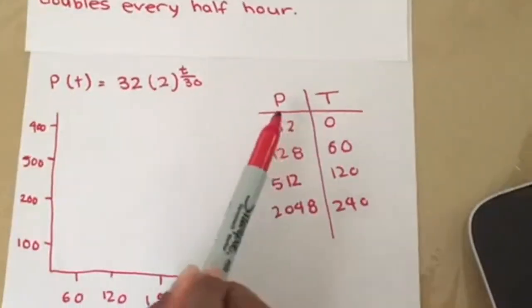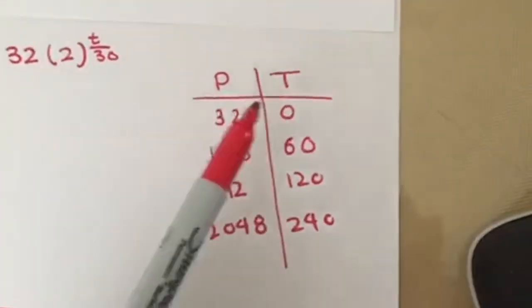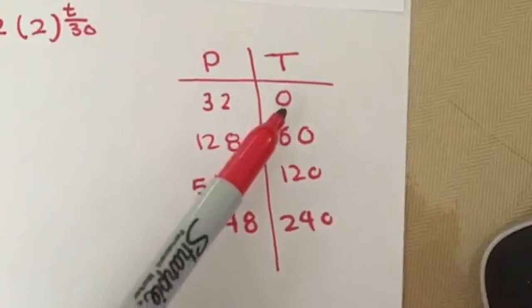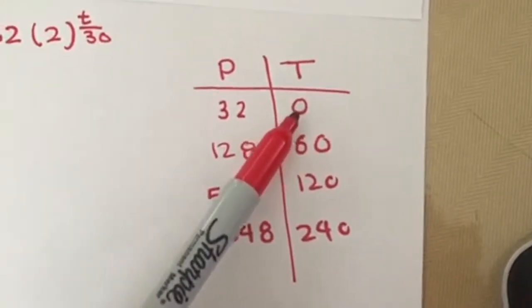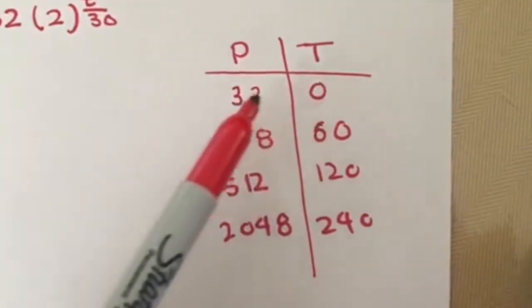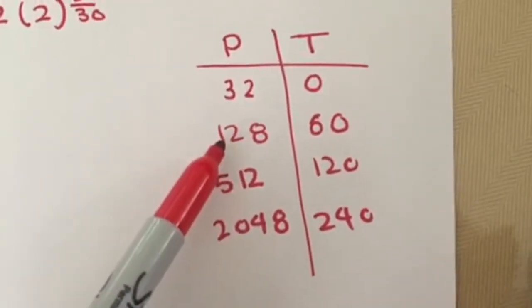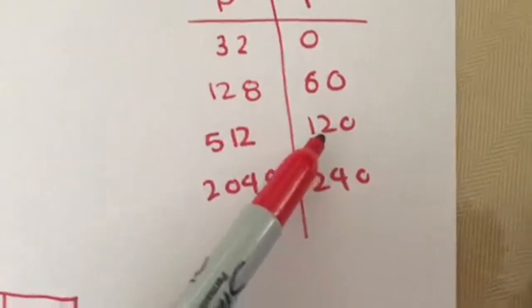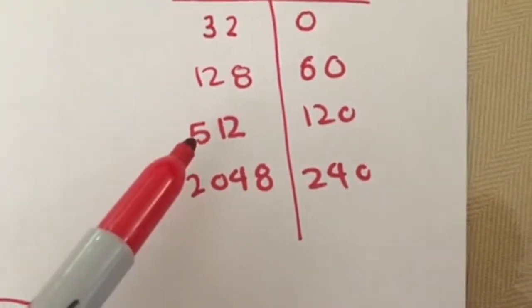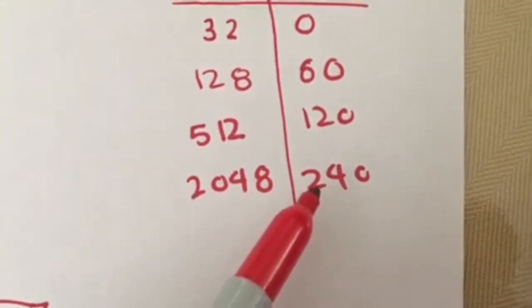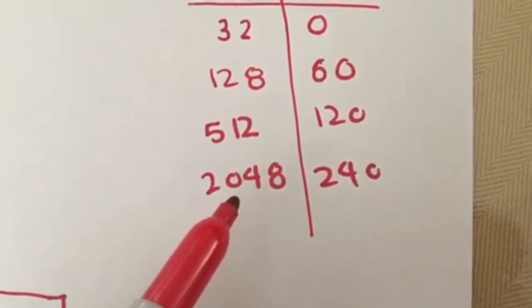So I made a chart here. P stands for the population and T stands for time. At 0, which is the original, initial time, the population is 32. At 60 minutes, it's 128. At 120 minutes, it's 512. And at 240 minutes, it's 2048.